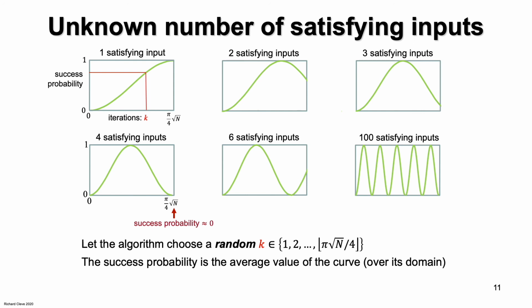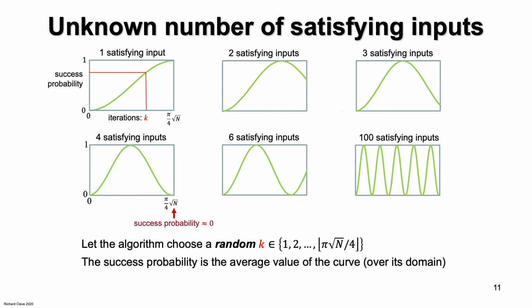What about the case of two satisfying inputs? What's the average area under that curve? Averaging for the 90-degree rotation, we get half of that region. Then averaging for the remaining partial rotation, you can see that it's more than half of that region. So the overall success probability is more than 1/2. It's also more than 1/2 for the case of 3 satisfying inputs. For the case of 4 satisfying inputs, it's 1/2 again.